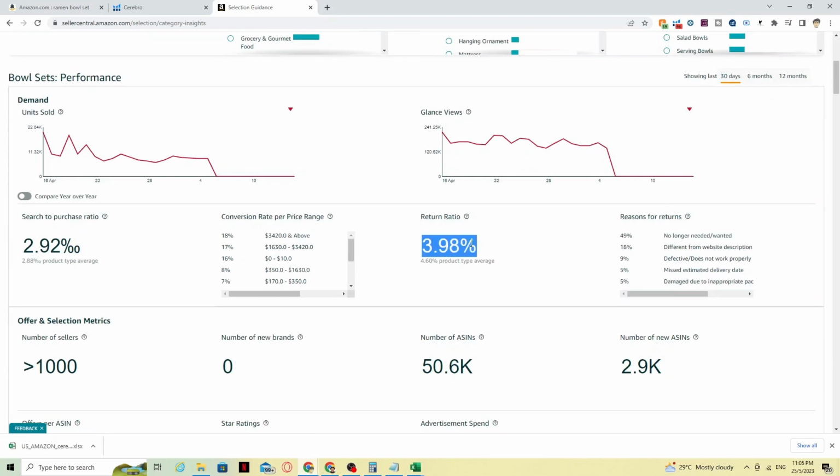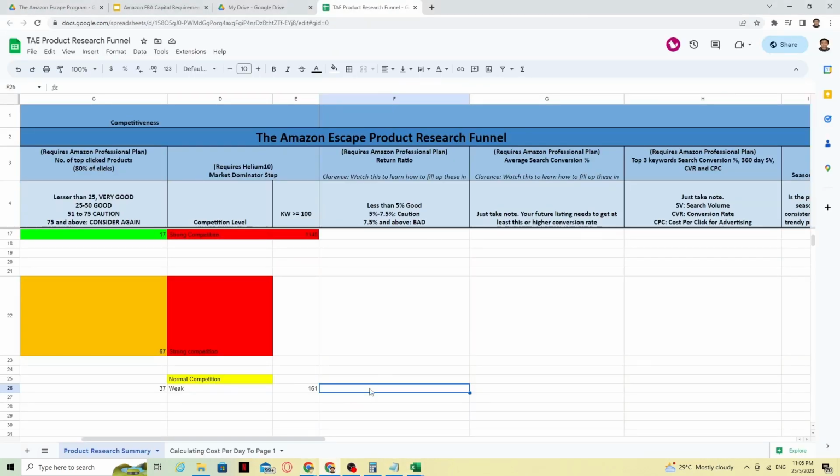So over here, 9.38. Okay, not too bad. So let's put 9.38 as our return ratio. Since it's less than 5% return ratio, this is good as well. So it passes this point here.